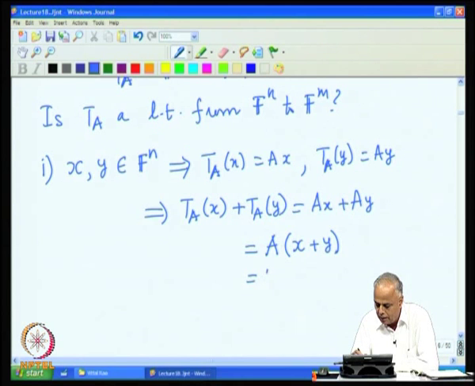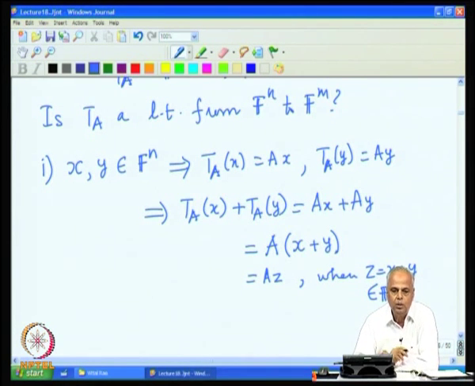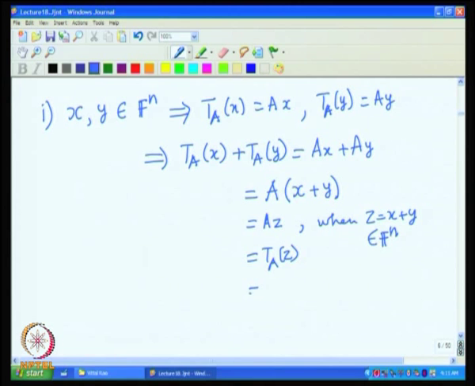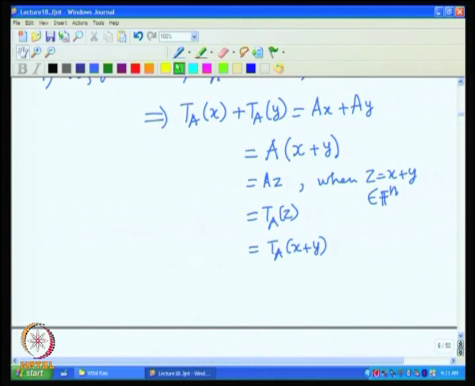Now, if we call the vector x plus y as z, where z is x plus y, then we get Az. Since x is in Fn and y is in Fn, z is also in Fn. So, the moment you take a vector z in Fn and pre-multiply it by A, that means we are taking TA of z, which means we are taking TA of x plus y. Thus we see that TA of x plus y is the same as TA x plus TA y, and therefore, TA preserves addition.